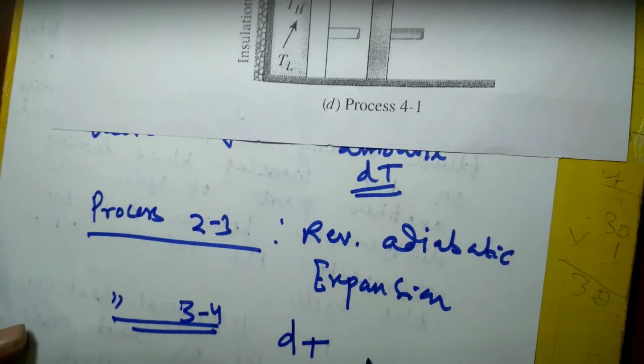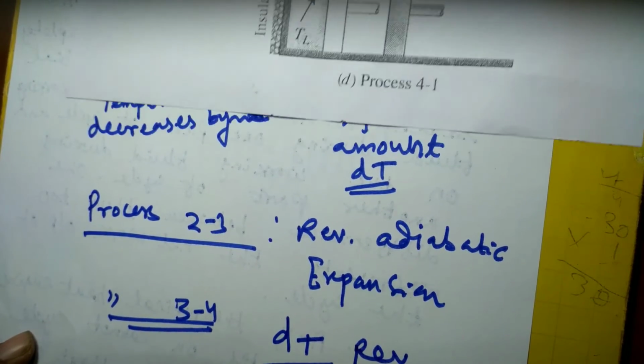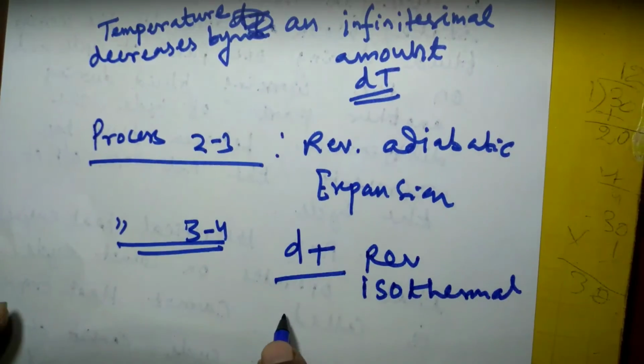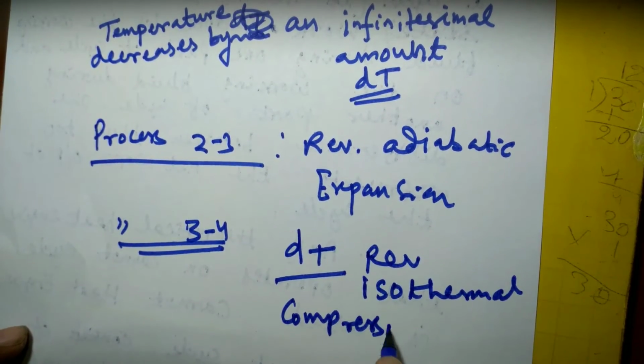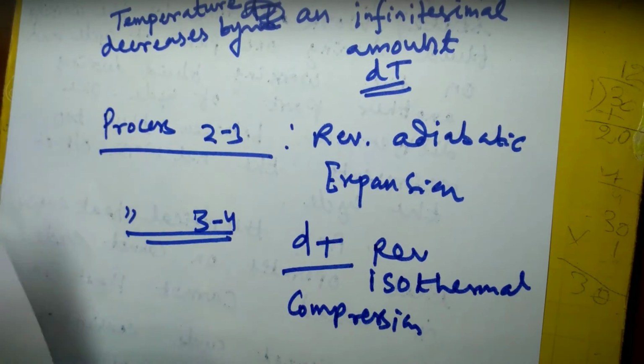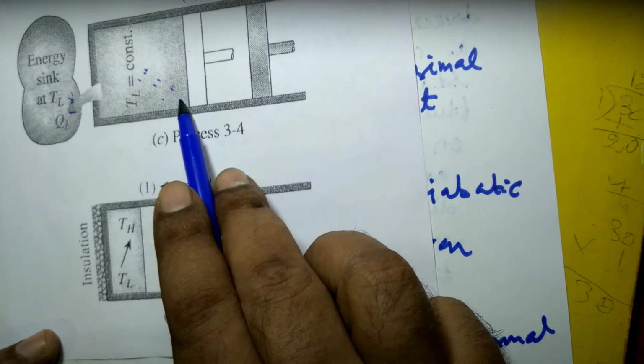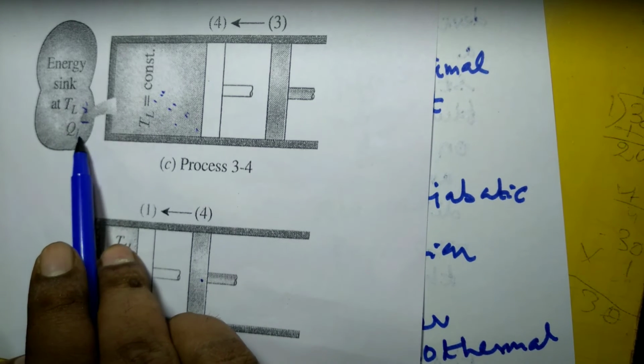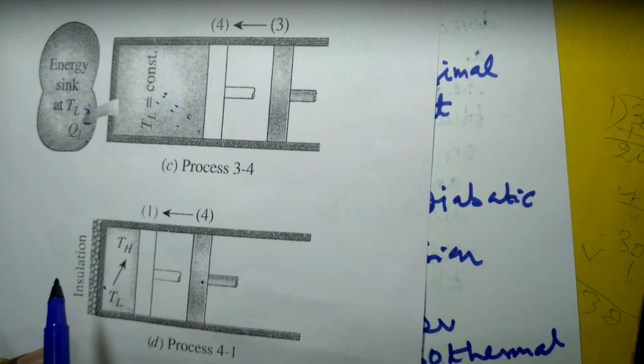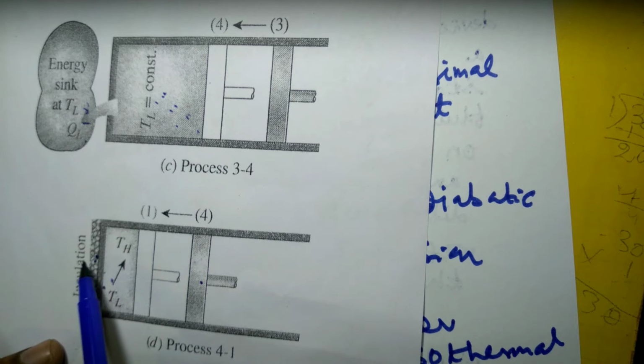So this process is reversible isothermal compression. Then the last process is 4-1. At state 4 the temperature of the gas is TL. So once again the sink is replaced: the cylinder head is in contact with insulation in place of the sink. No heat transfer can take place during this process, and this is an adiabatic process.